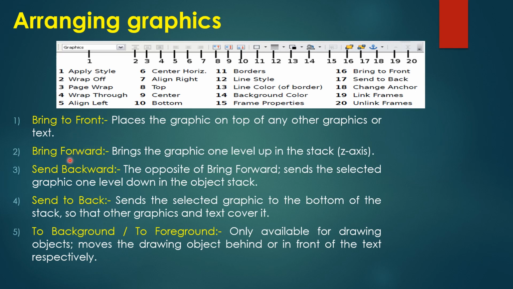Next is the send backward. It means whenever you want to send the selected graphic one level down in the object stack. Next is the send to back. It sends the selected graphic to the bottom of the stack so that the graphics and the text cover it. Next, to background or to foreground, only available for drawing objects. It moves the drawing objects behind or in front of the text respectively.